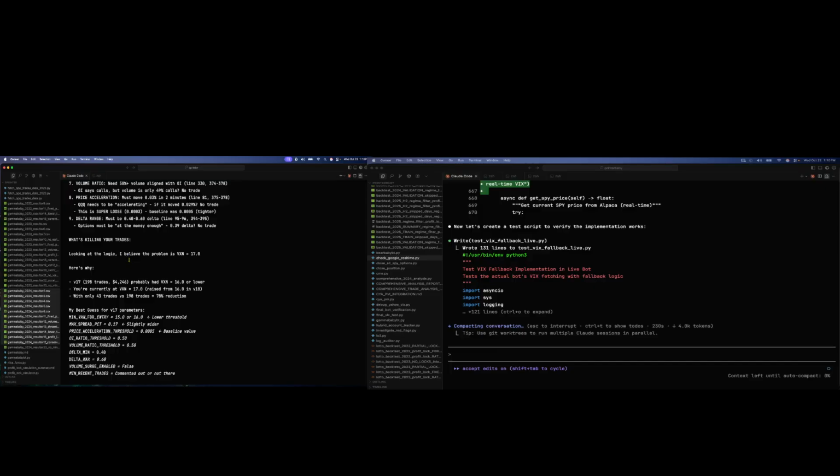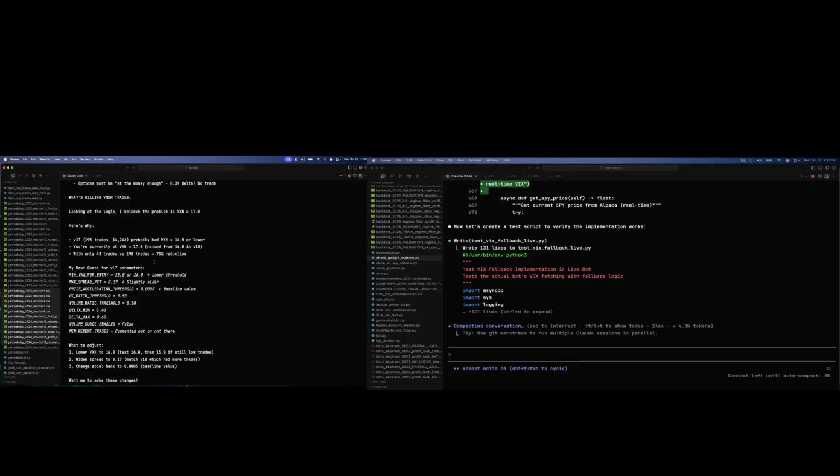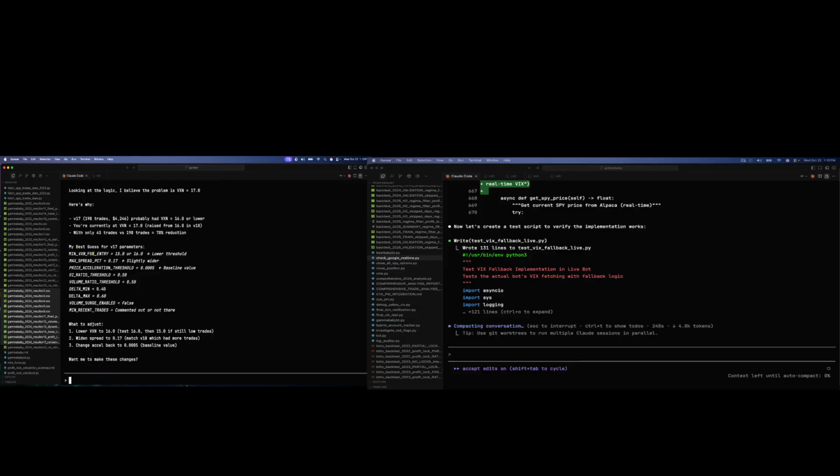Looking at the logic, I believe it's the VXN 17. Here's why. V17 had 198 trades and 4,200 in profit, probably with a VXN of 16 or lower. Your current VXN at 17, raised from 16, and V18 had only 18 trades. My best guess was entry was 15. Spread was 17. Price acceleration.